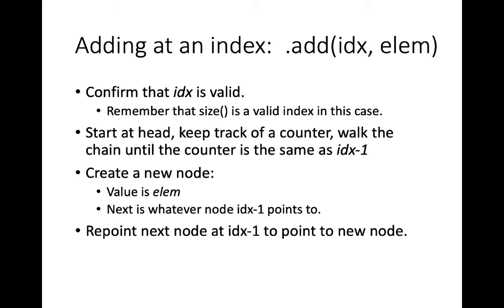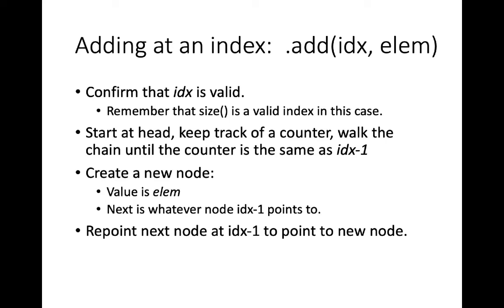While the valid index values for getting and removing are 0 to size minus 1, the valid index values for adding go from 0 to size. But in any case, right, step 1 is confirming that the index that I'm trying to add at is valid.